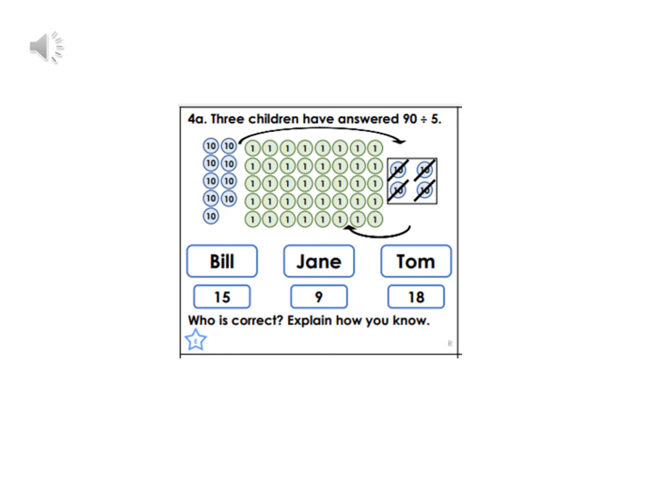You may wish to consider the inverse operation. In other words, can you use multiplication to solve this?